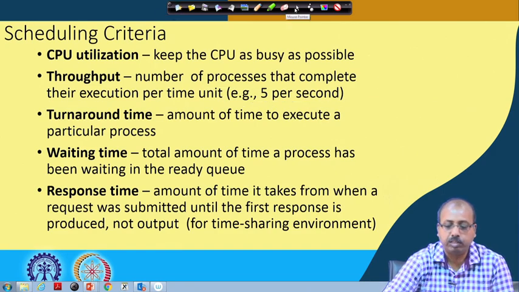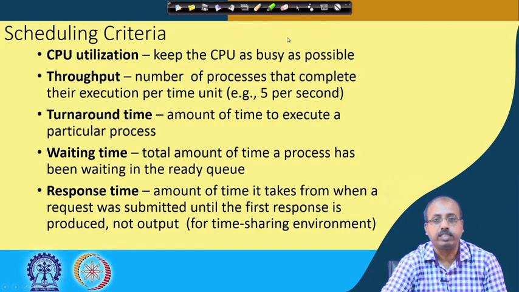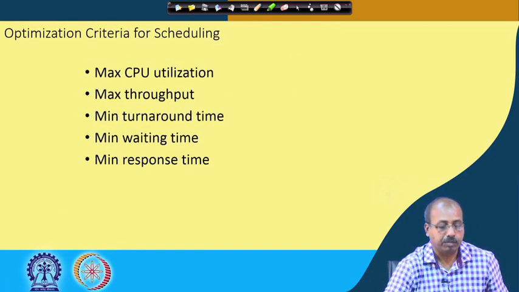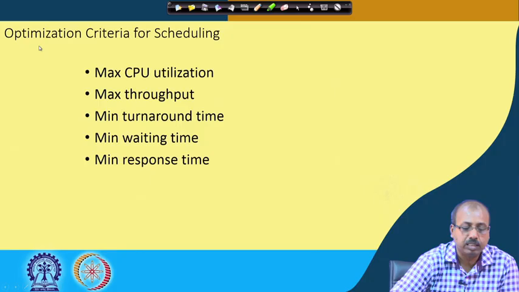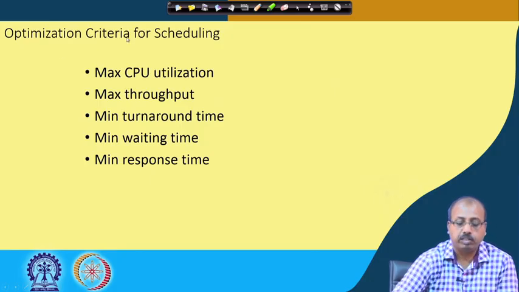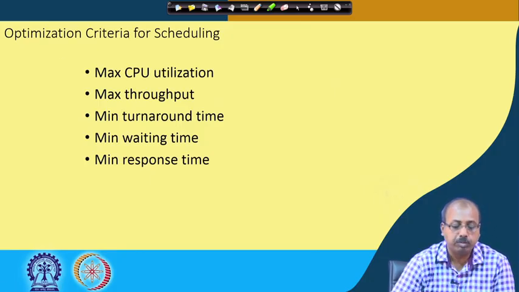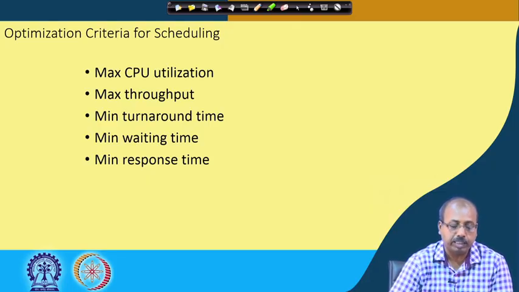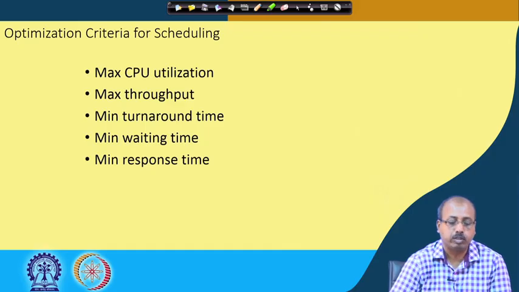Based on these scheduling criteria, we can try to develop different scheduling policies, and they have different values for these parameters. These are the optimization criteria for the scheduling algorithms. CPU utilization we want to maximize, throughput we want to maximize, turnaround time should be minimized, waiting time should be minimized, and response time should also be minimized.